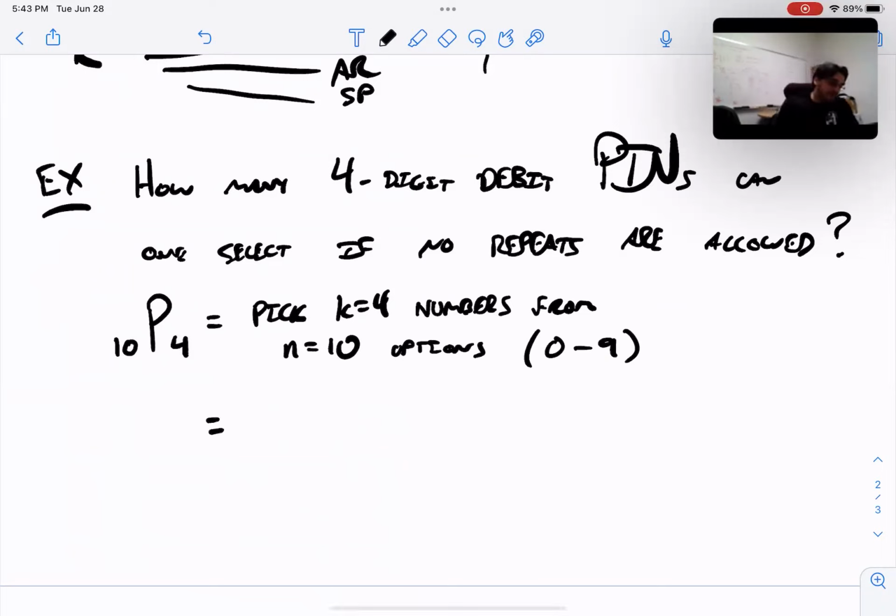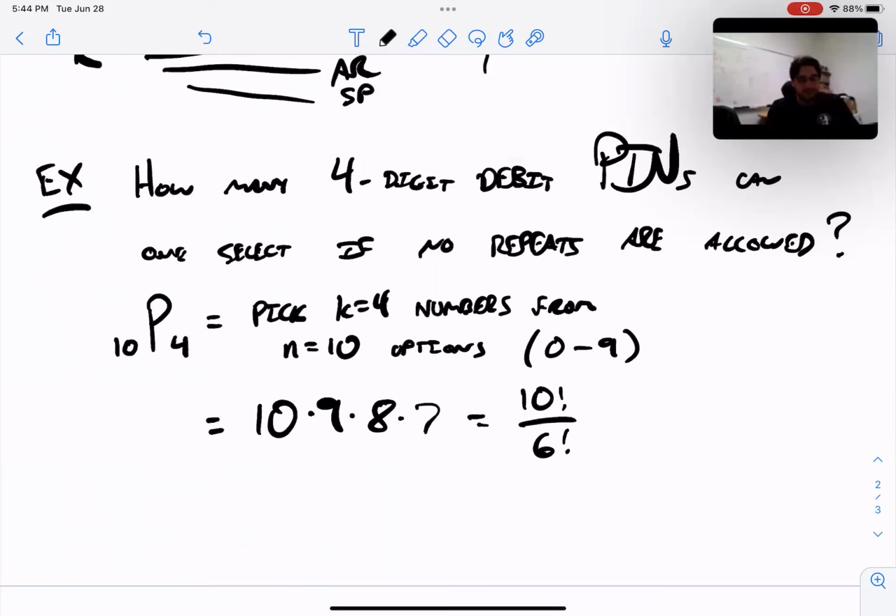So what does this become? This is going to be 10 times 9 times 8 times 7. That's our formula up here. You start at n, which is 10 in this case, and then you have exactly k factors. So 10 times 9 times 8 times 7 is exactly k equals 4 factors. Or you could think of that 7 as 10 minus 4 plus 1, which is another way to think of where you stop. Or you can think of it as 10 factorial over 6 factorial. These are all perfectly good ways to think of this computation.